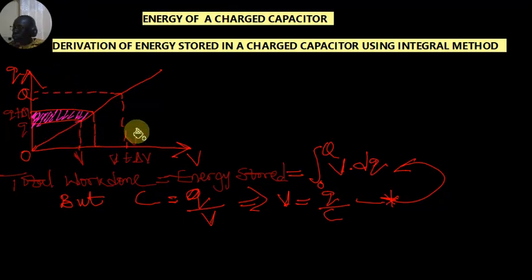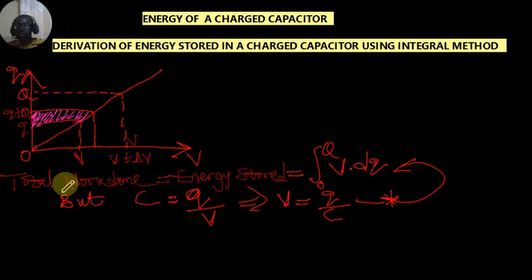When you talk about a charged capacitor, the sketch above shows the plate of a charged capacitor with charge Q and potential V, with an additional, very small increase in charge, a little increment dQ, and a little increment in the potential, dV. At this point, we can talk about the total work done on this charged capacitor, which is known as the energy stored in the capacitor.